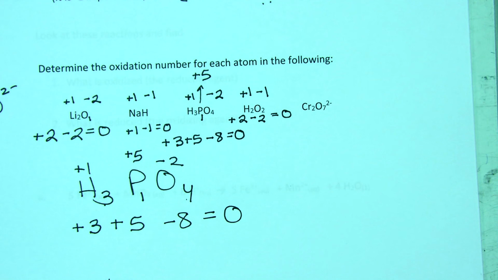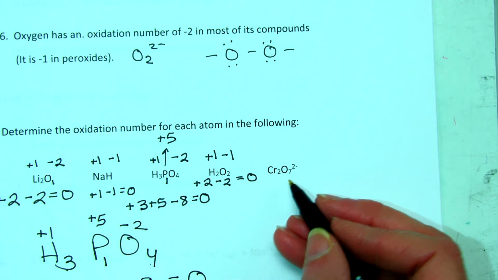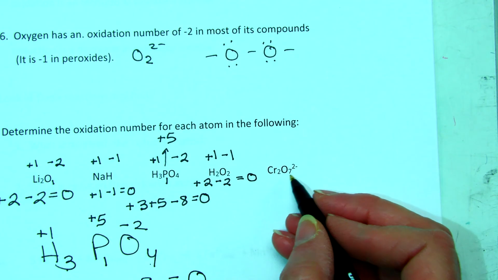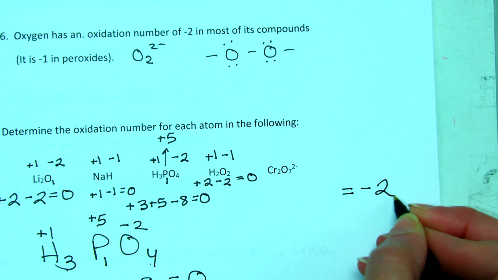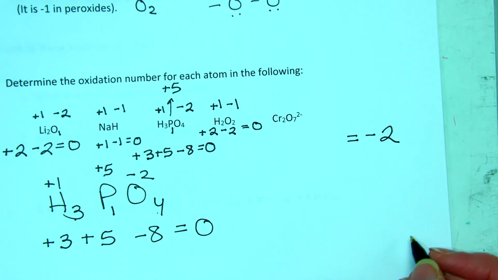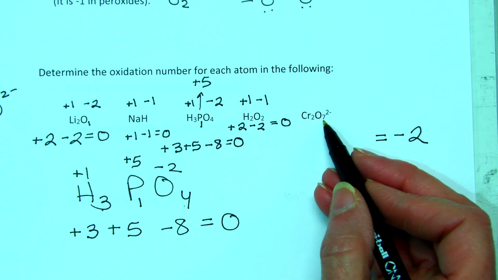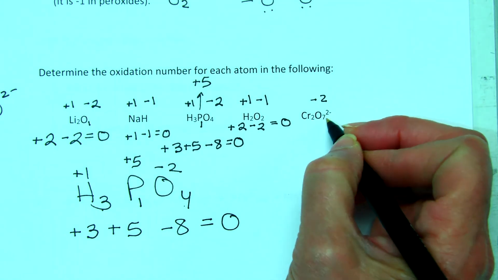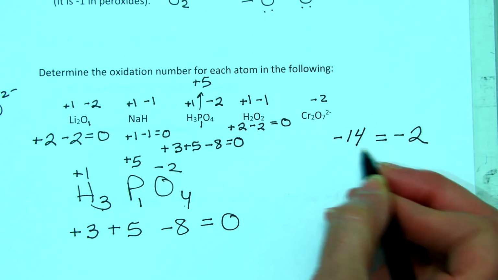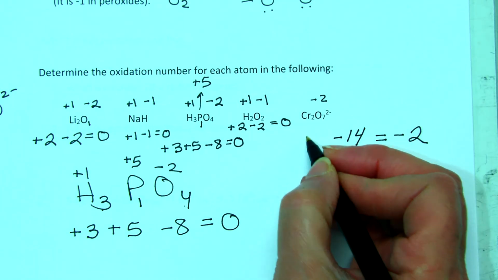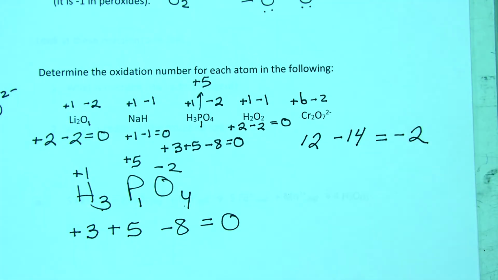Okay? All right, so now let's look at the last one. This is the first one where we don't have a neutral species. This is the dichromate ion, so whatever I have has to add up to -2. So I don't know any rules for chromium. I know a rule for oxygen. 7 times the -2 is -14. So what does this need to be equal to -2? 12. Divided by 2 gives me a +6 for chromium.